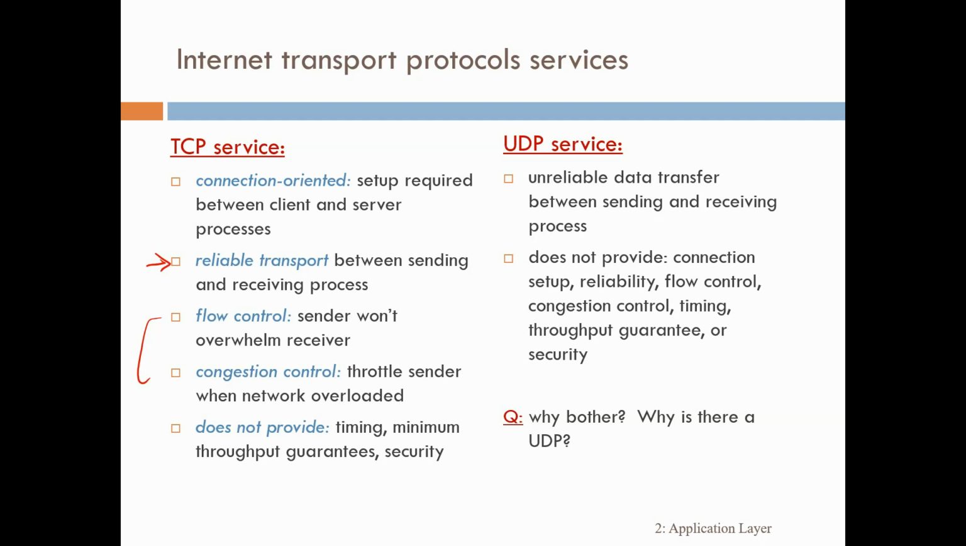Reliable transport, flow control, and congestion control, they all are services that may be of importance to the application, but they also cause delays. They restrict the data rate that you're sending with, and they provide overhead. And so sometimes they cause additional delays for the application. TCP doesn't provide any guarantees on delays or throughput or security.